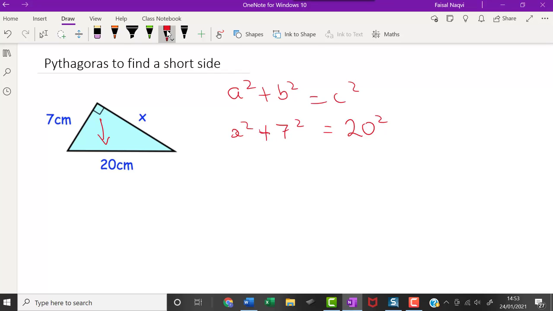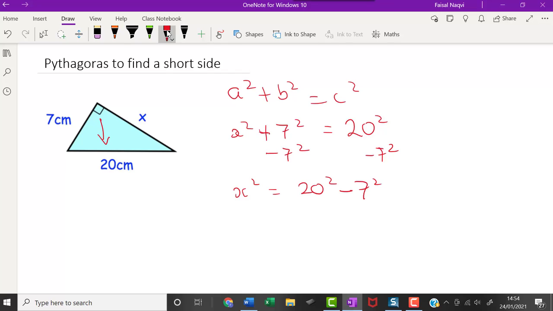I have to find what x is, so first I have to get rid of the 7 squared from the left-hand side. The opposite of plus 7 squared is minus 7 squared, so I do that on both sides. That gives me x squared equals 20 squared minus 7 squared. Just as a side note, this is not the same as 13 squared, so please do not put that.